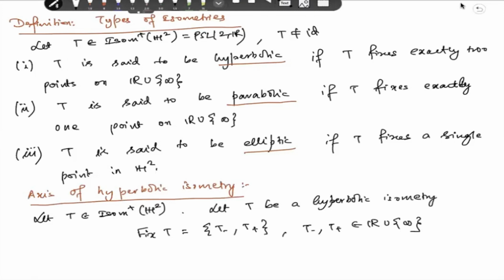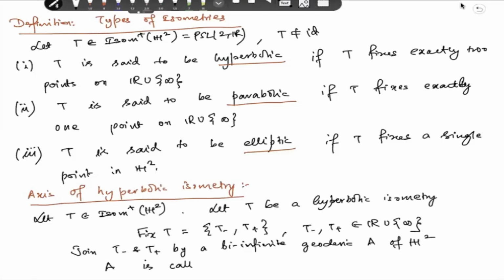So now what you do, join T minus and T plus by a bi-infinite geodesic A of this upper half plane. So this A will be called the axis of T. So A is called the axis of T. So this is the definition of axis.